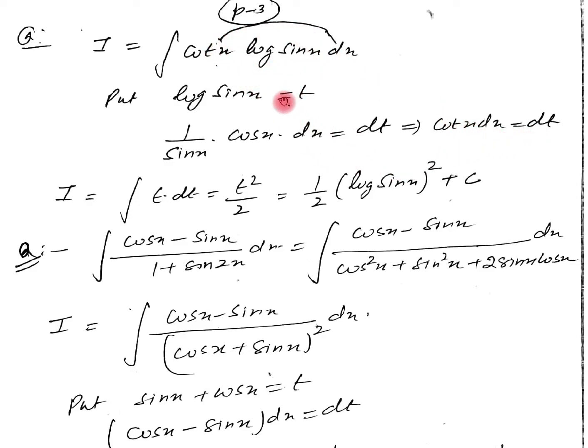The remaining function becomes log sin x, which is t. So I becomes integral of t dt. Then this is equal to t square by 2. Then putting the value of t, we are getting 1 by 2 log sin x whole square plus c.